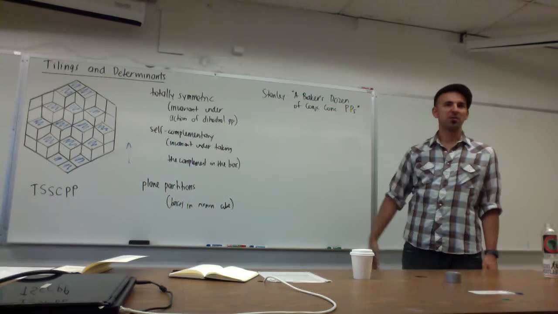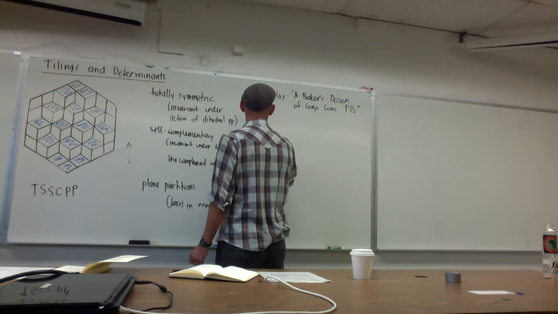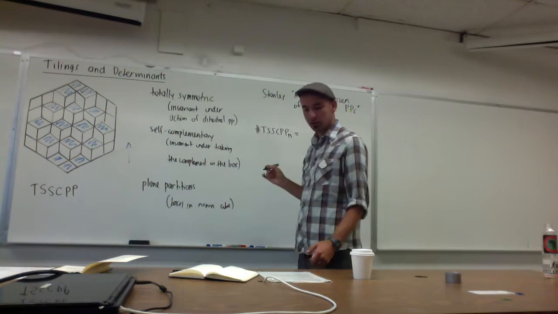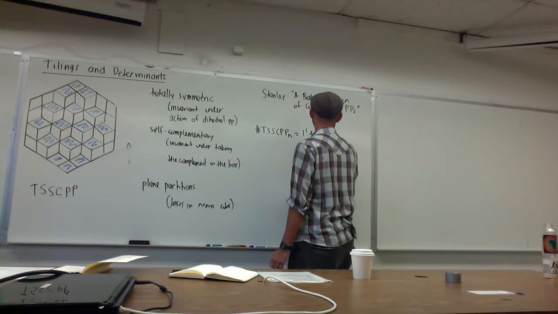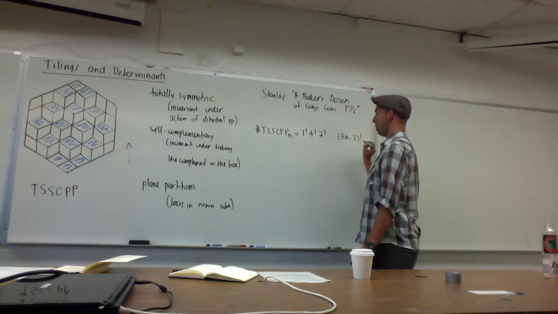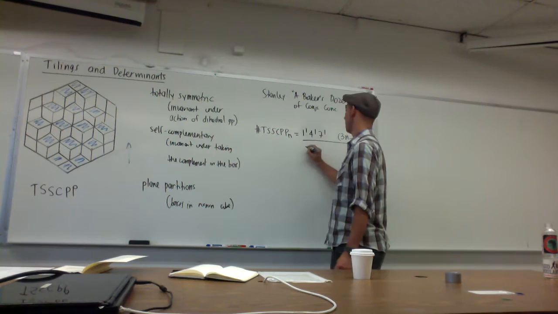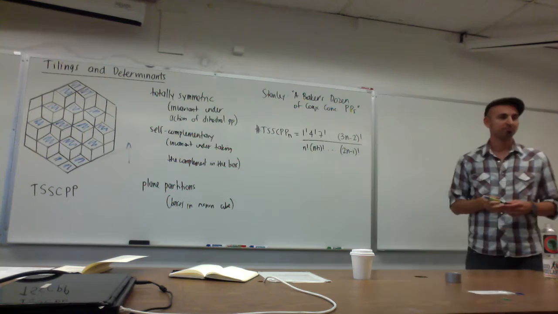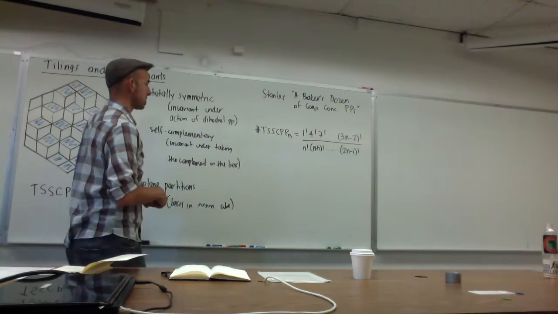And one of the conjectures that he had was this one: that the number of totally symmetric self-complementary plane partitions of a hexagon of size n is equal to this number. 1 factorial, 4 factorial, 7 factorial, up to 3n minus 2 factorial, so you jump every 3, divided by n factorial, n plus 1 factorial, n plus 2 factorial, up until 2n minus 1. So this was a conjecture from 86.